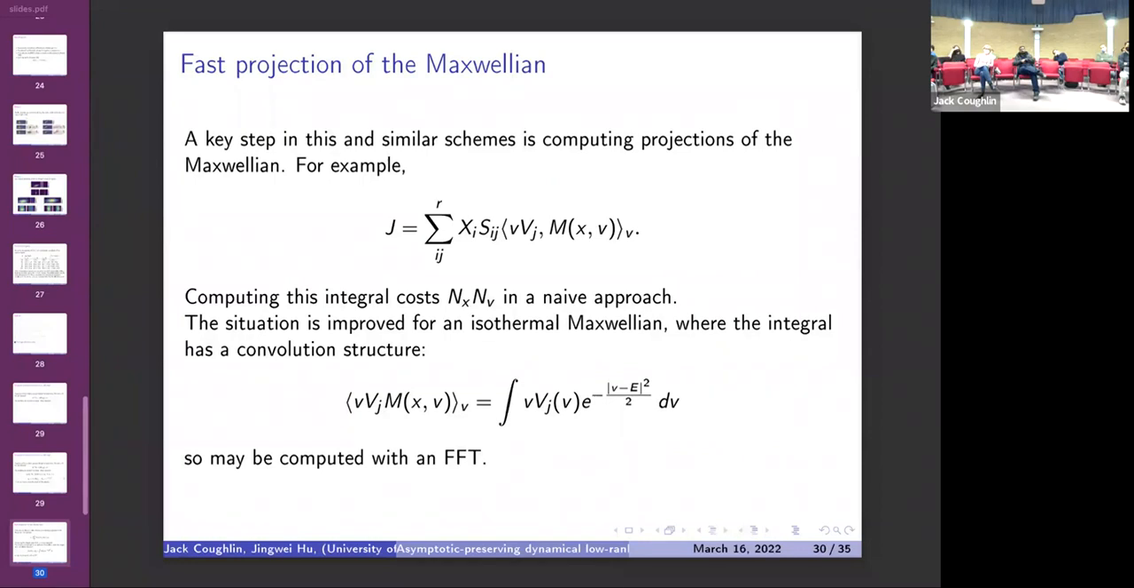And it costs nx times nv to compute this integral. Luckily, by design, it's an isothermal Maxwellian, and so you can use this convolutional structure to compute it fast. But in general, for non-isothermal equilibrium distributions, you're going to have to figure out a way to deal with this and accelerate this computation. We suspect that it can be done maybe somewhat nicely, since there is still so much structure in the Maxwellian, right? There's exactly like nx information in it. So I'm optimistic that this can be overcome.